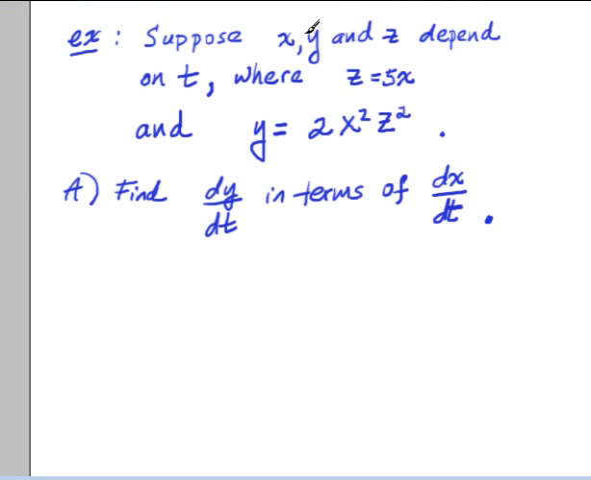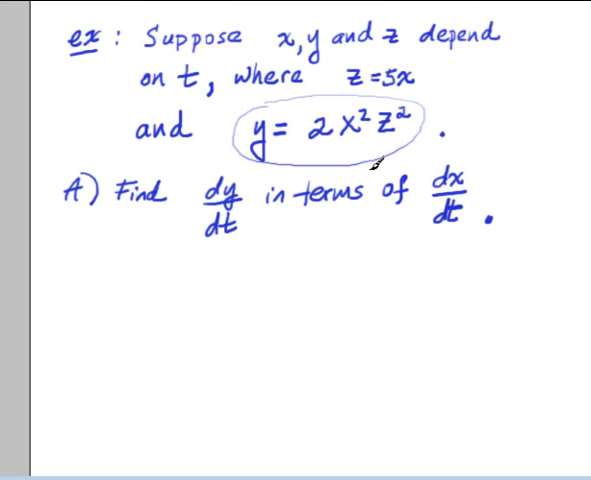Okay, let's look at the next example here. All right, now let's suppose we have a third variable z. Suppose x, y, and z depend on t, depend on time, where z is equal to 5x and y is equal to 2x squared z squared. So we want to find dy dt in terms of dx dt. So it would be nice if we could do what we did before and just differentiate this and get dy dt on the left and something with dx dt on the right. The problem is we have this z over here.